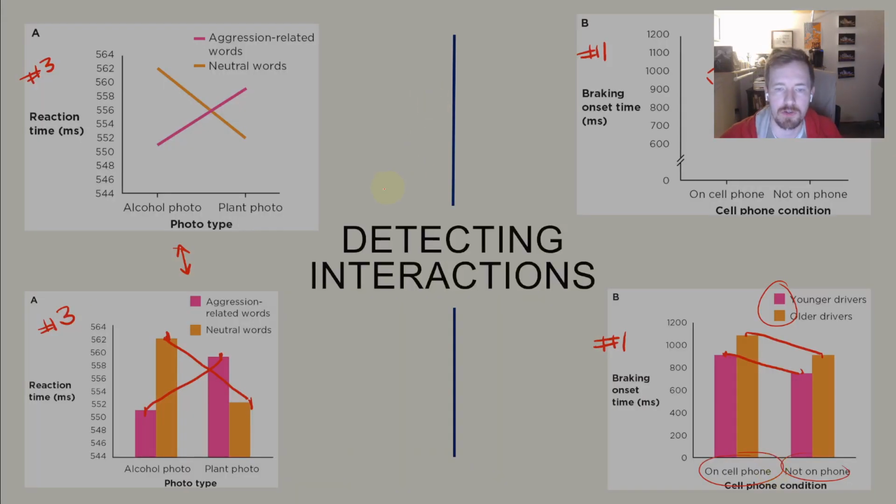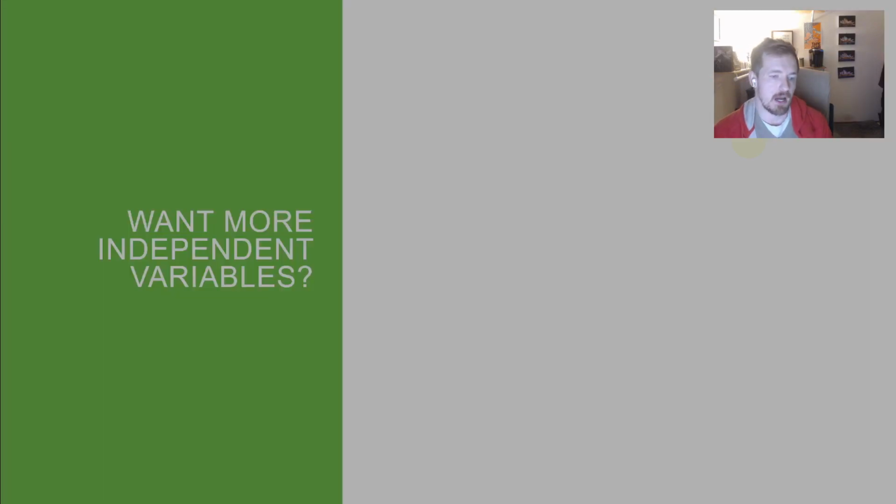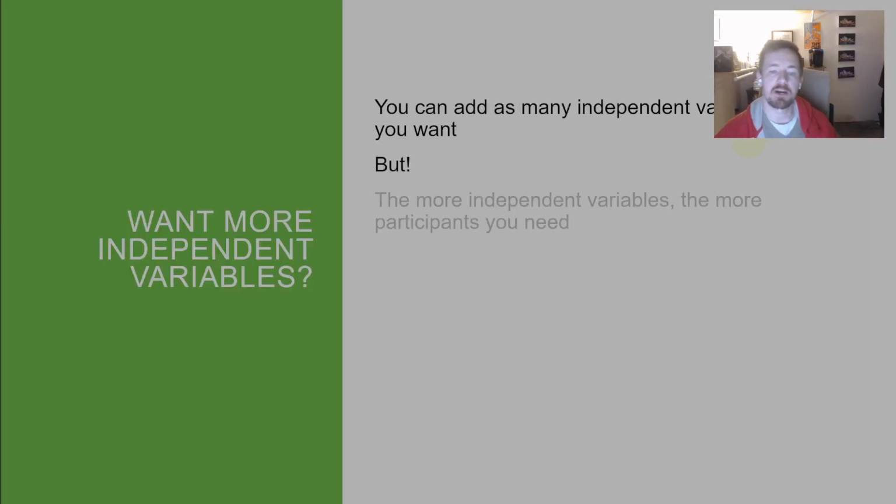And I'm sorry if you're watching this, it's hard to see this top right one, because my image is kind of clogging that up, and I apologize for that. But you've got the lecture slides you can open up, and you'll see exactly what I mean if you can't see it. All right, so if you want more independent variables, you can.